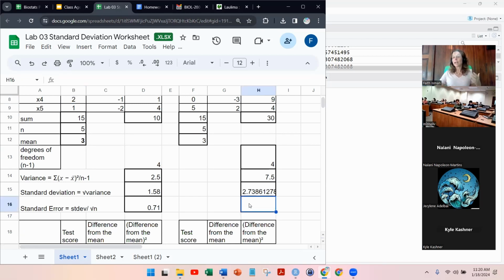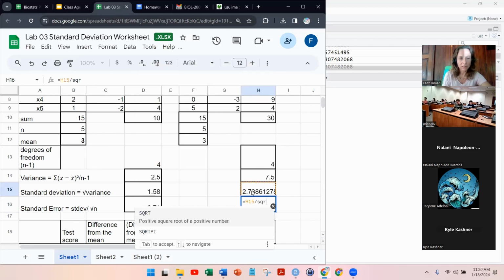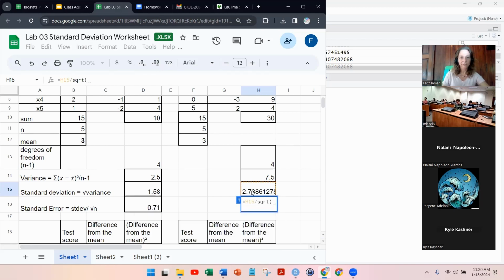Now, the standard error, the nice thing about standard error is it scales by the number of samples that you have, right? So if you have a lot of samples, it's going to bring that standard error down because you're dividing by the square root of n, which is a scaling factor. So here you're going to say equals standard deviation divided by SQRT, square root of n.